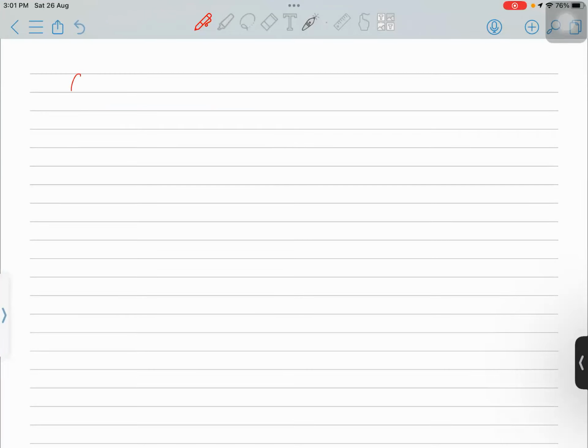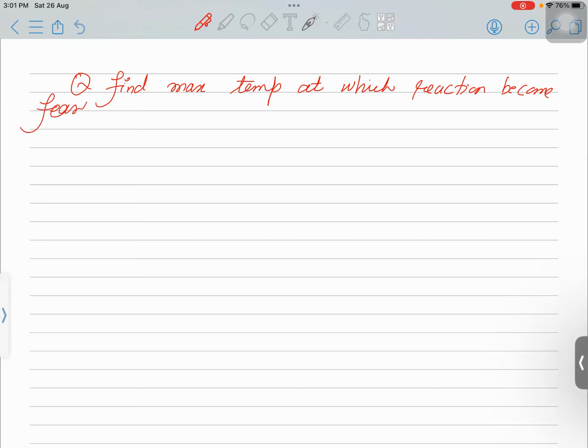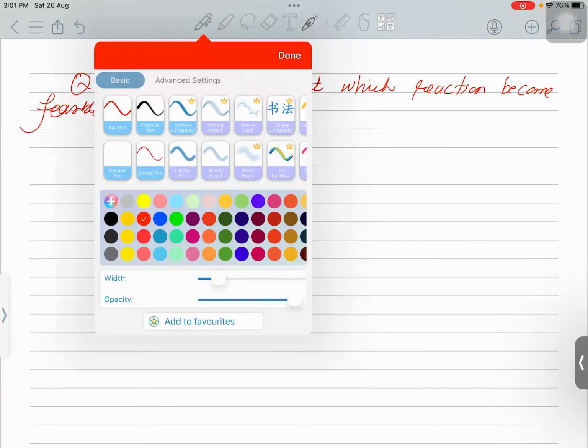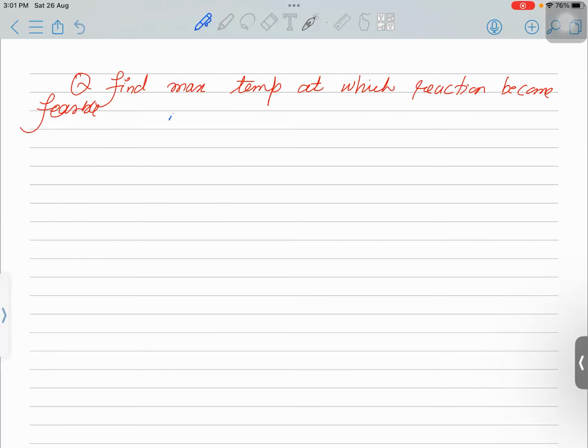Now find the maximum temperature at which a reaction becomes feasible. So you know that delta G is equal to delta H minus T delta S.